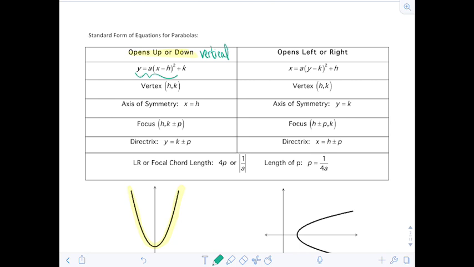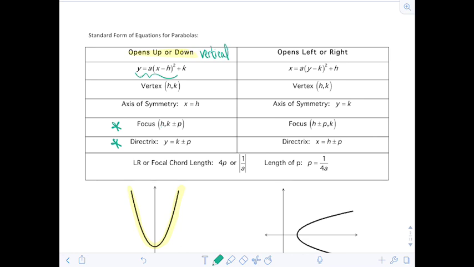You probably remember this from Algebra 2. When your equation is set up like this, your vertex is (h, k). The axis of symmetry is x equals h. Now, for the focus and the directrix, I really never use these formulas, but we can talk about them. The focus is a point, remember, so it has the coordinates h and then k plus or minus p.